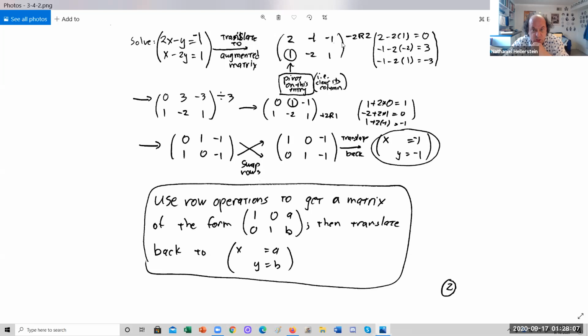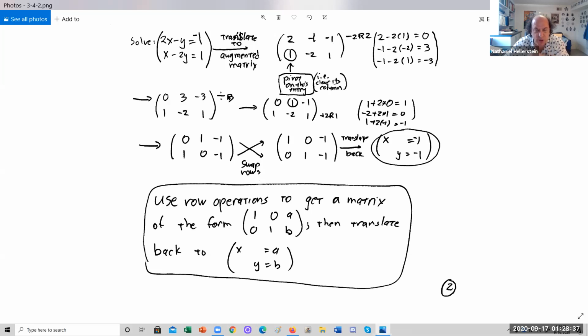So 2 minus twice 1, that's a 0. You can put a 0 here. Negative 1 minus twice negative 2 is 3. So we put a 3 here. And then 1 minus twice negative 1 is a negative 3. So we put a negative 3 here. And we keep the 1, negative 2, 1 the way it is. So here's the augmented matrix now: 0, 3, negative 3, 1, negative 2, 1. Now this corresponds to the equation 3y equals negative 3.